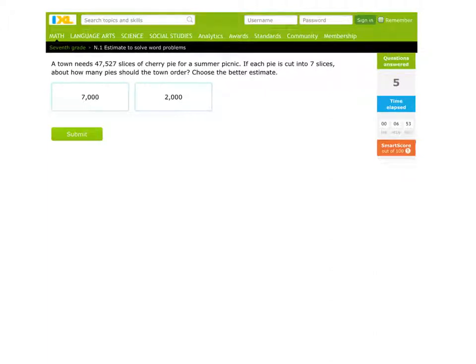A town needs 47,527 slices of cherry pie for a summer picnic. Now that, folks, is a lot of pie. That's also a very weirdly specific number for slices of pie at a picnic. You really don't know who's going to show up, but all right, we're going to go with it.